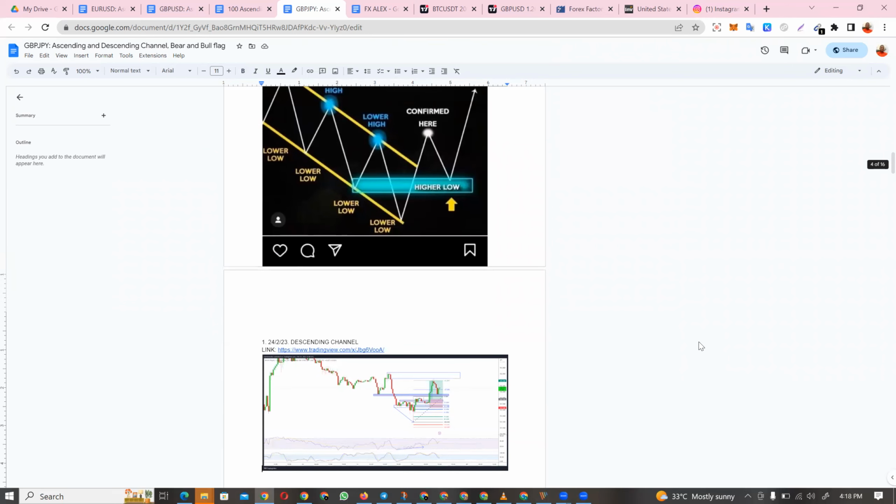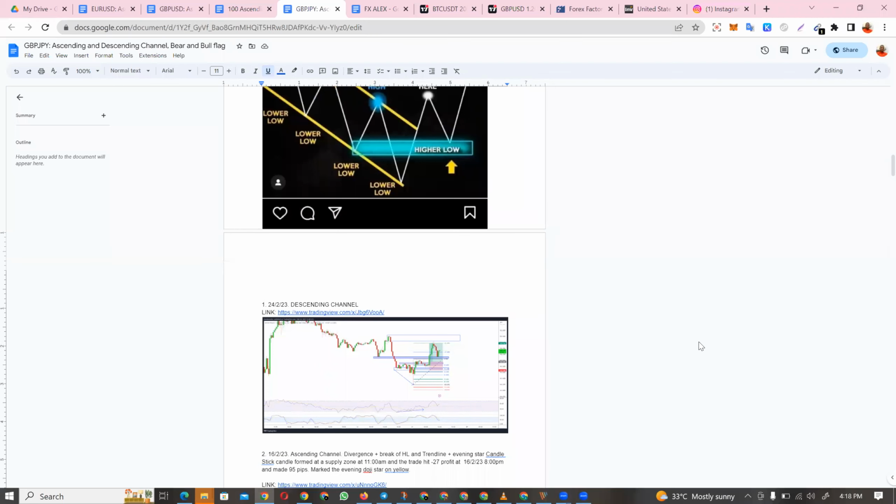So this is descending channel. I think what we need to do is, let me just copy this and we look at it once and do another one. This is on 24th February 2023.